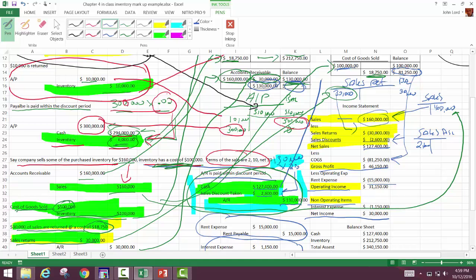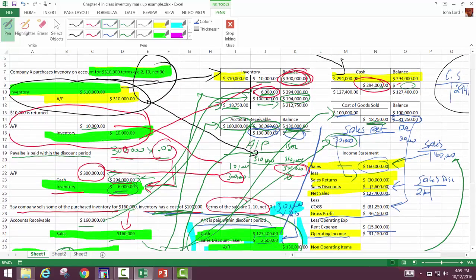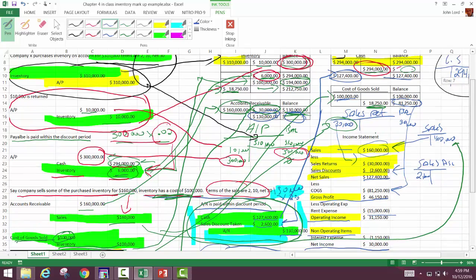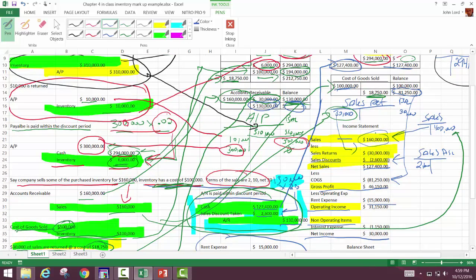127,400, but I'm fine with that because he paid me early, right? So I take out the full receivable and put this 127,400 into the cash. So I'm back with some cash now because I sold that stuff. I sold it for 130, but he took the discount, so I only have 127,400. Then I have to debit this account called sales discounts taken 2,600 to make the journal entry balance. And notice my sales discounts taken is going to be debited right there.